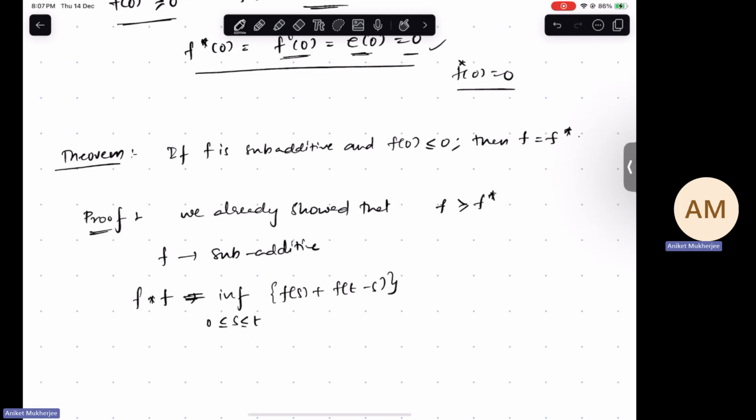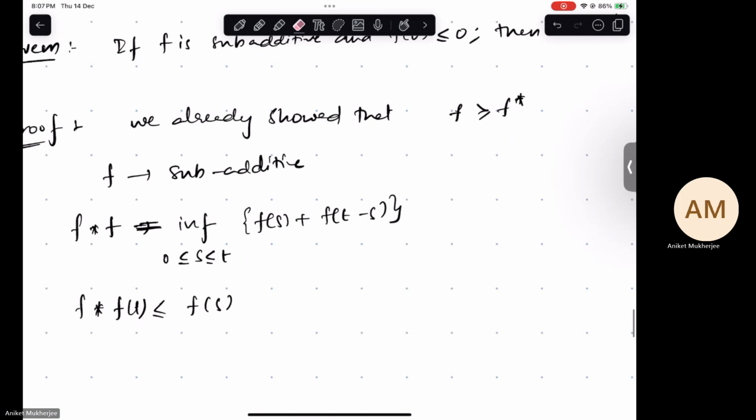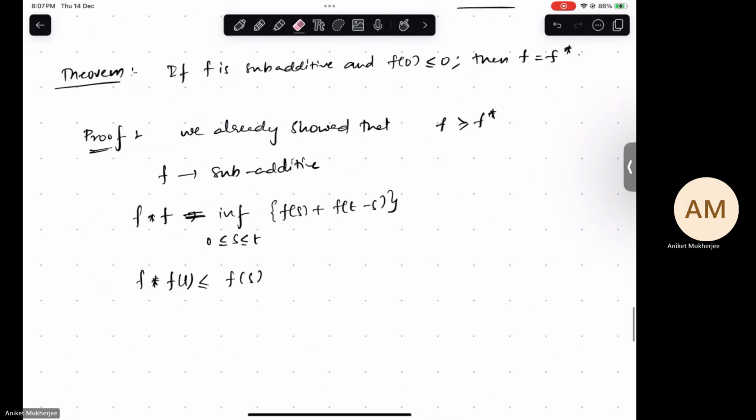So f convolution f is less than or equal to f of s plus f of t minus s, for any s, for all s less than t. Okay.